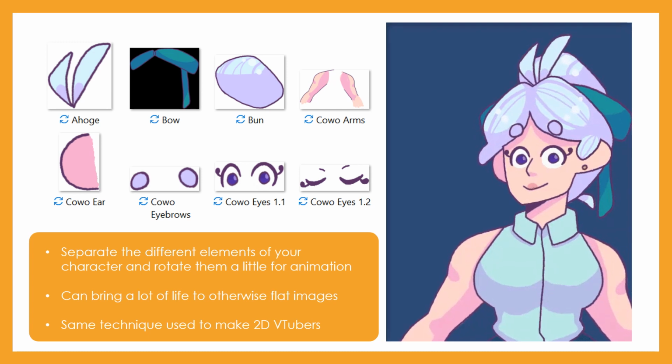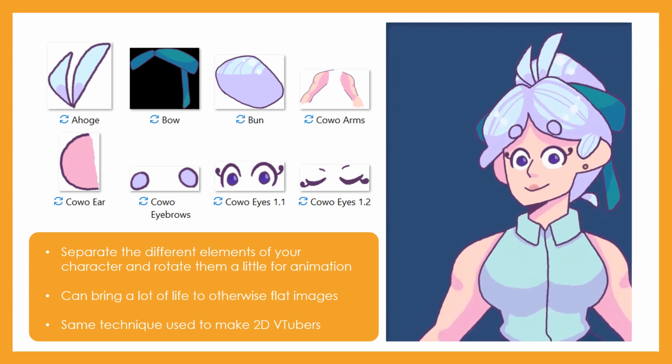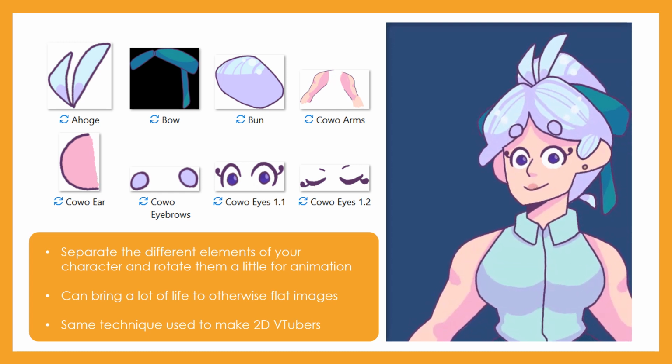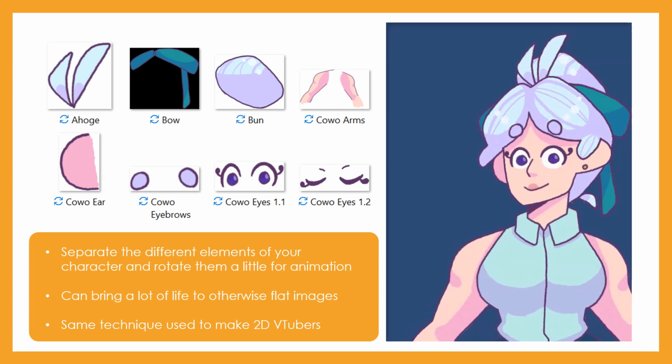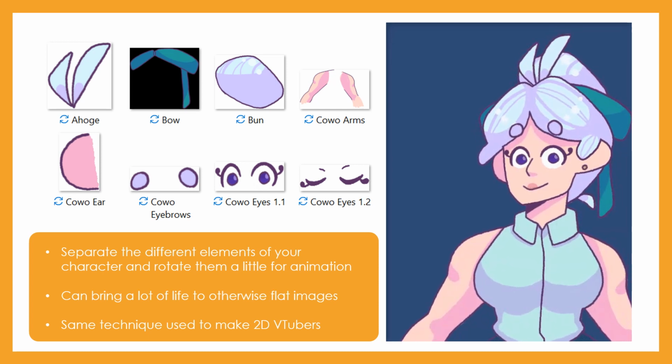So this is what I've done here, is basically taken each separate part of this character and drawn it individually, kind of like having it all lined up. So think of it as making a puppet, I suppose, is the best way to think about it.